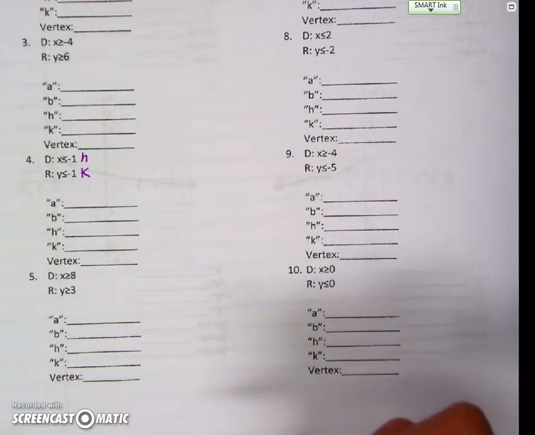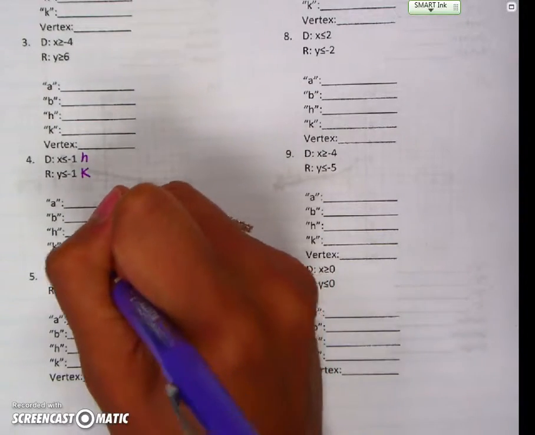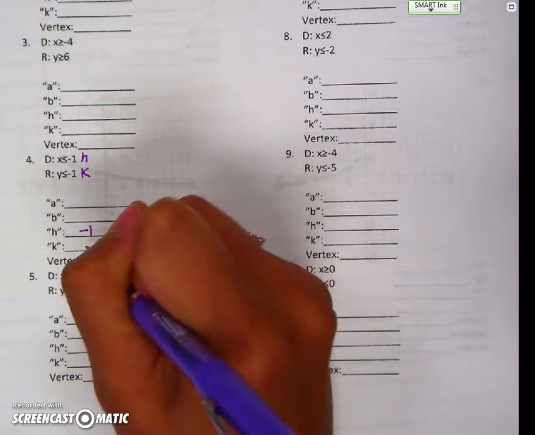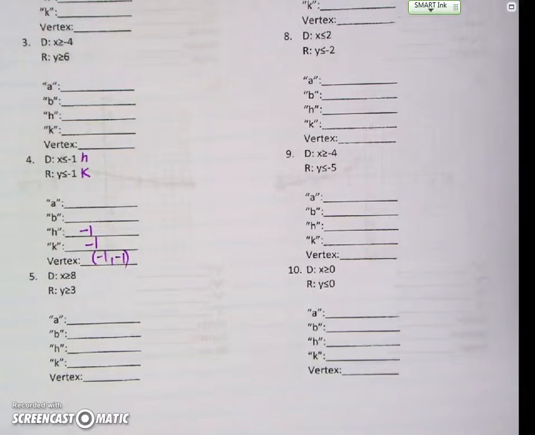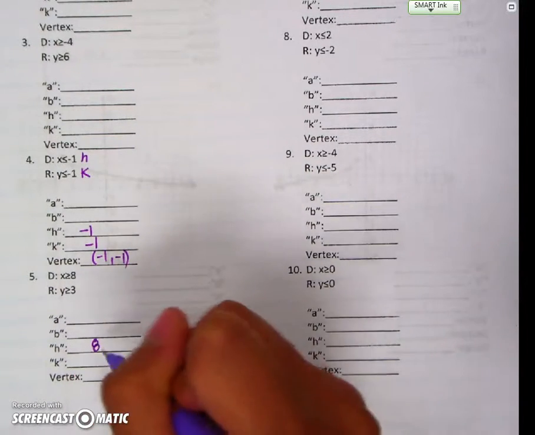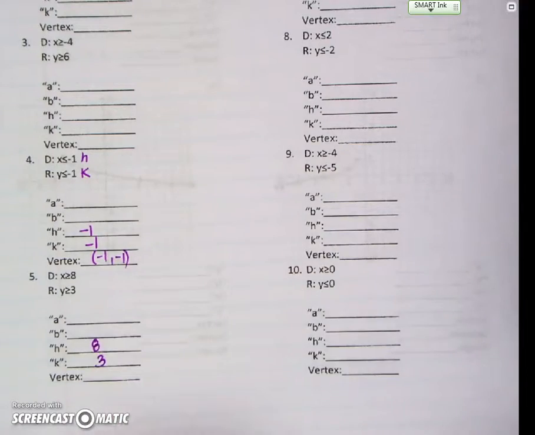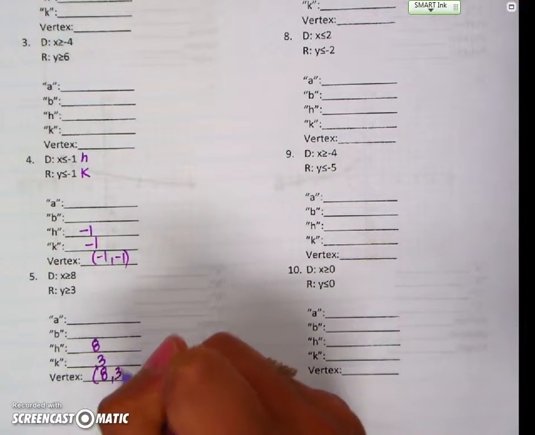So on number 4, your H is going to be -1. Your K is also going to be -1. So your vertex should be (-1, -1). If you look at number 5, the letter H is 8. Letter K is going to be 3. So your vertex is (8, 3).